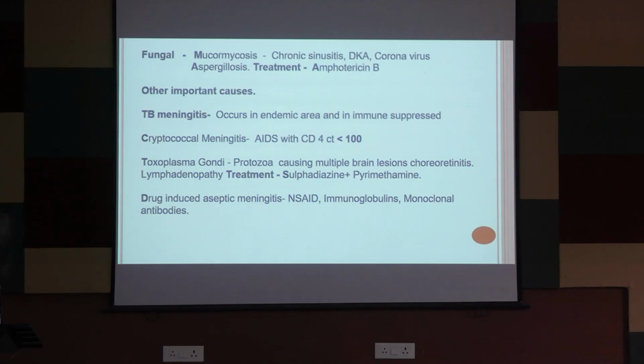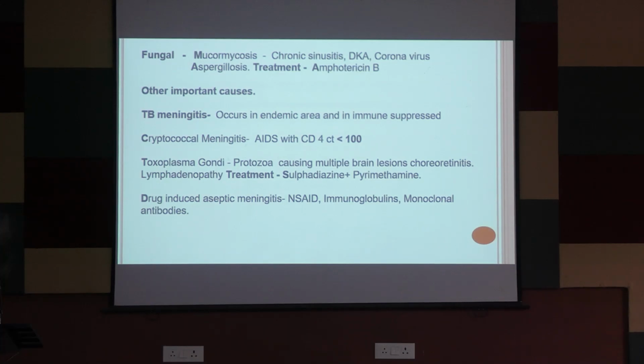Other important causes. TB meningitis, I have already discussed, occurs in endemic areas and also in immunocompromised patients. Cryptococcal meningitis again occurs in AIDS, acquired immune deficiency syndrome, when the CD4 count is less than 100. The prognosis of AIDS patients and the response to treatment are monitored by CD4 count in the blood. If the CD4 count is less than 100, there is a chance of getting cryptococcal meningitis in HIV patients.